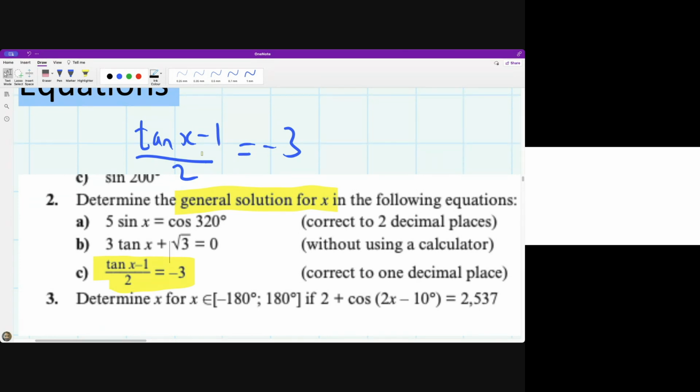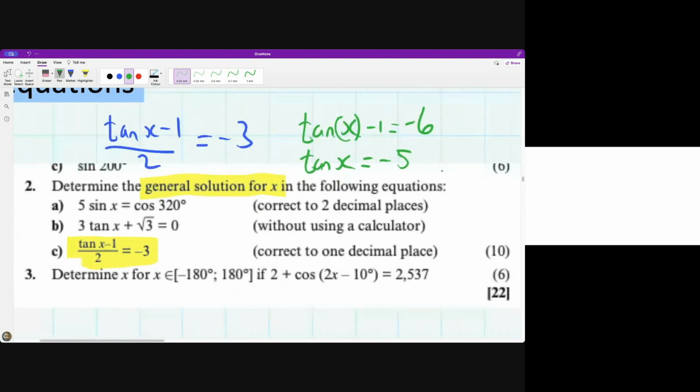Okay, I need to make tan the subject of the formula. Thank you very much, Callan. So you're right, I'm going to move the 2 across. I'm going to get tan of x minus 1, and this minus 1 is separate to this thing here, is equal to minus 6. And then the tan of x, if I bring it across, is minus 5.